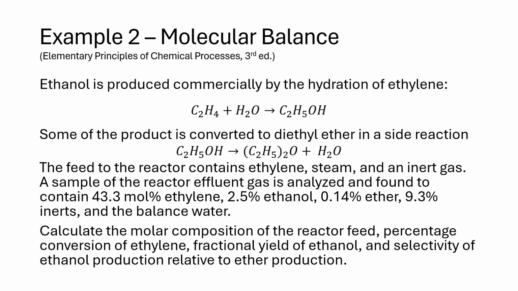So let's move on to number 2. Here we have 2 reactions. Ethanol is produced commercially by the hydration of ethylene, but some of the product is converted to diethyl ether in a side reaction. The feed to the reactor contains ethylene, steam, and inert, and then it's also given the effluent gas. So there's the composition in mole percent. What's asked for us is the molar composition of the reactor feed, percentage conversion of ethylene, fractional yield of ethanol, and selectivity of ethanol production relative to ether.